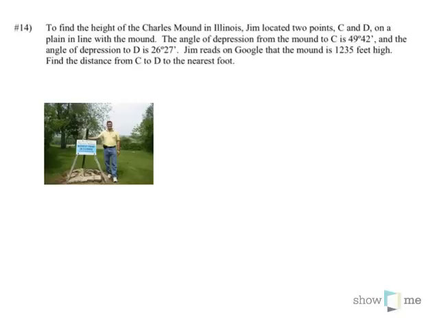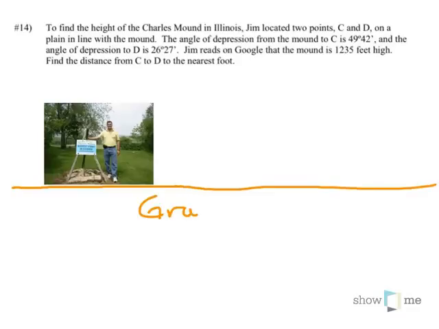So this mound is on the ground. Let's call this the ground. It's supposed to be level. And I hit my body when I was drawing that. So to find the height of this mound, and let's say the mound goes up like this. Jim locates 2 points C and D in line with the ground. So let's say we got these 2 points here, which are C and D. I'll explain why I know C's in front in a moment.